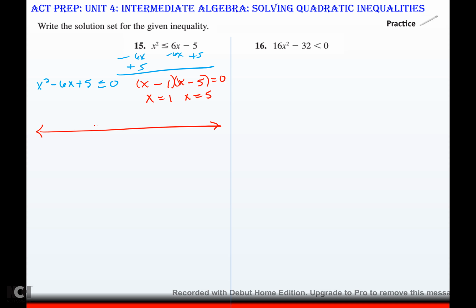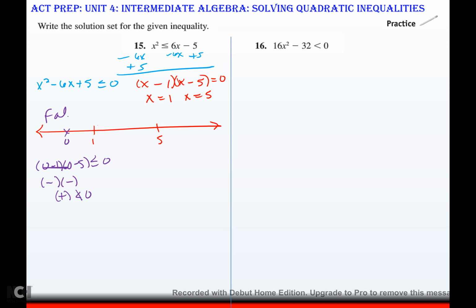On my number line, 1, 5, I'm going to test one area. So I'm going to test 0. So if I test 0 minus 1, 0 minus 5, and see, is that less than or equal to 0? Well, this is going to be a negative, and this is going to be a negative, which is a positive, which is never less than 0.